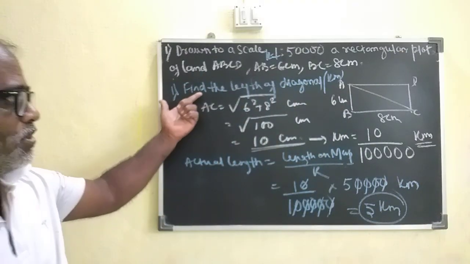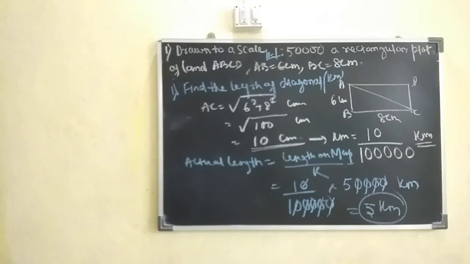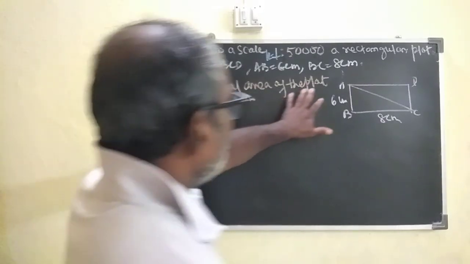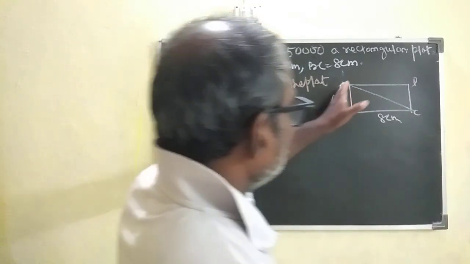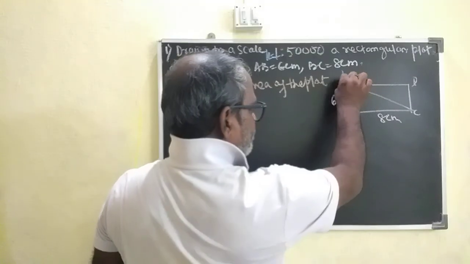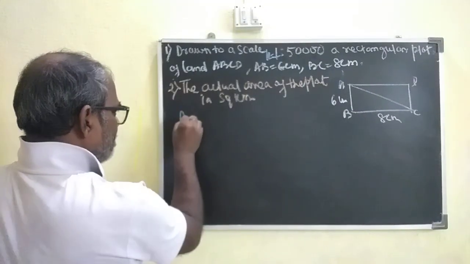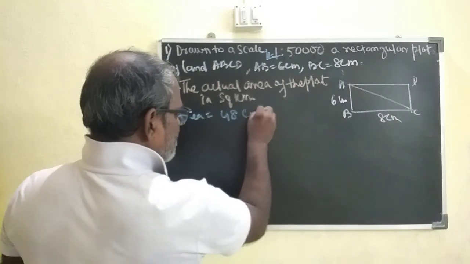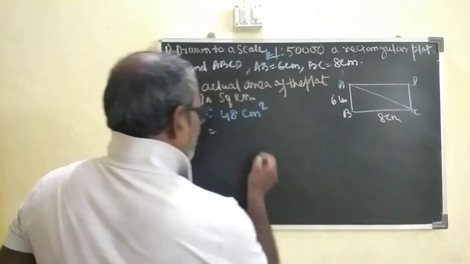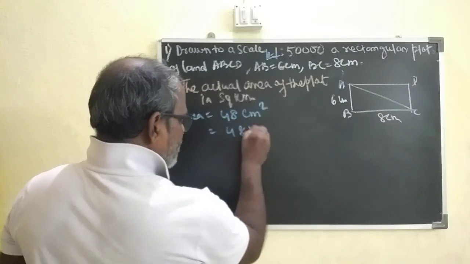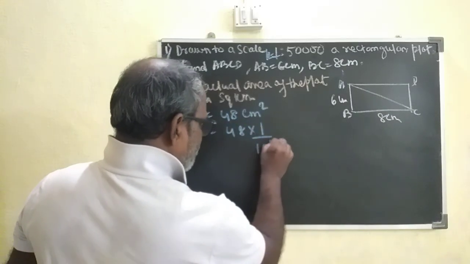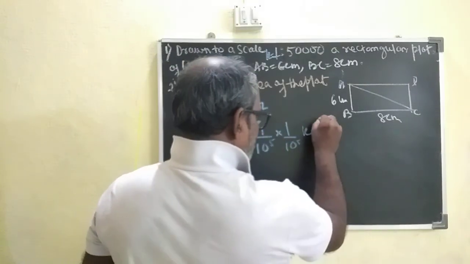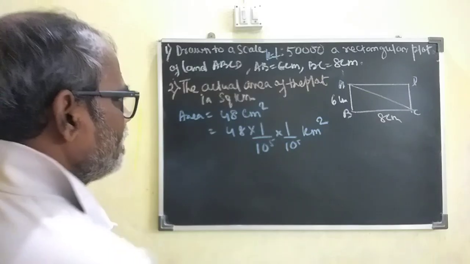Let us go with one more question. The second question was the actual area of the plot in square kilometer. We know that ABCD is a rectangular field. Therefore, the area equals 6 into 8, 48 centimeters square. Let us change into kilometers square. So this becomes 48 into 1 by 10 to the power of 5 into 1 by 10 to the power of 5 kilometer square. Already we have changed into square kilometer.